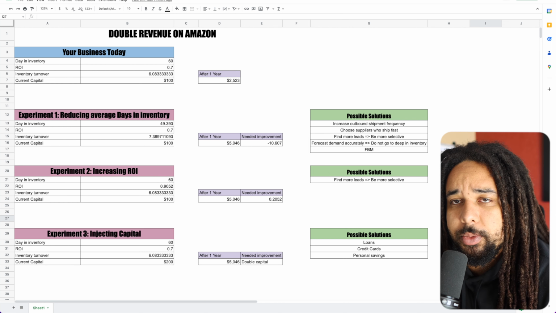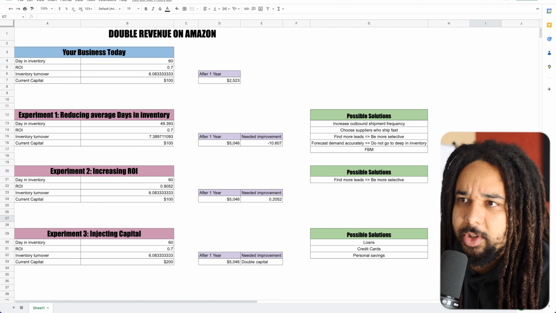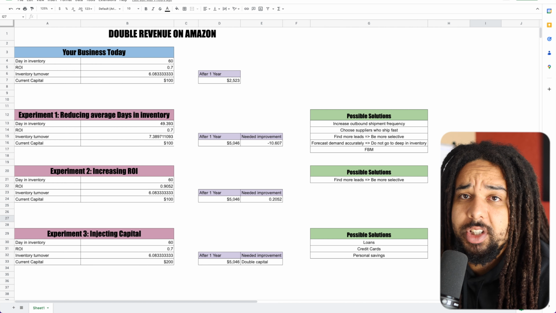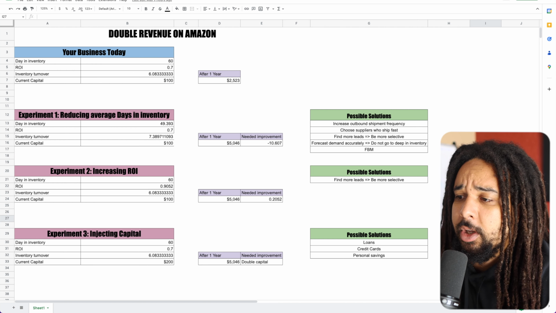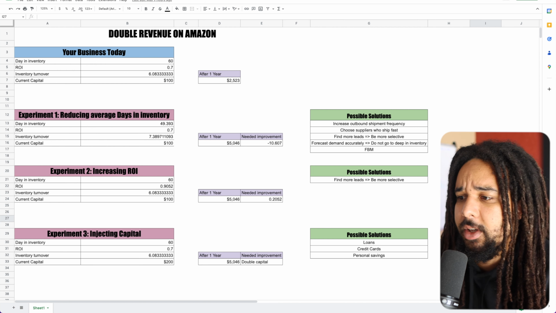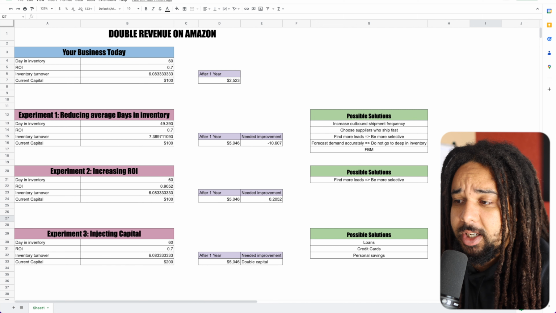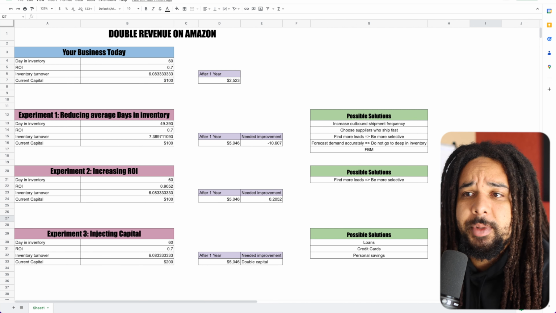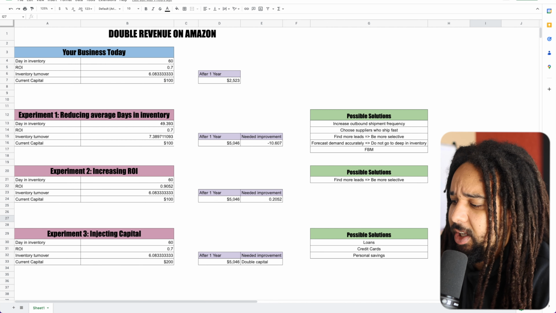So you can get loans. There's Amazon loans, or you just go to your bank. You can use credit cards. I'll make another video on financing, like how you can finance your Amazon business. You can just get money from your personal savings as well, but I'll make a video on loans, I'll make a video on credit, or how you can use credit to leverage your Amazon business.